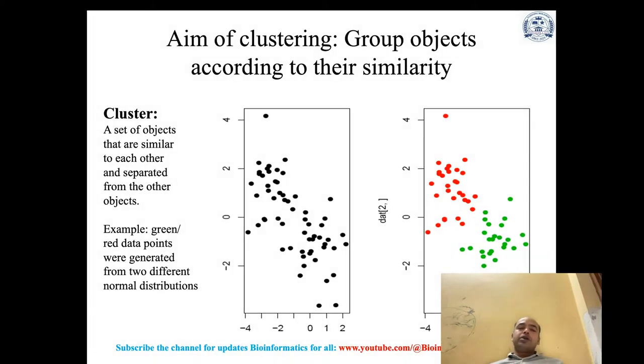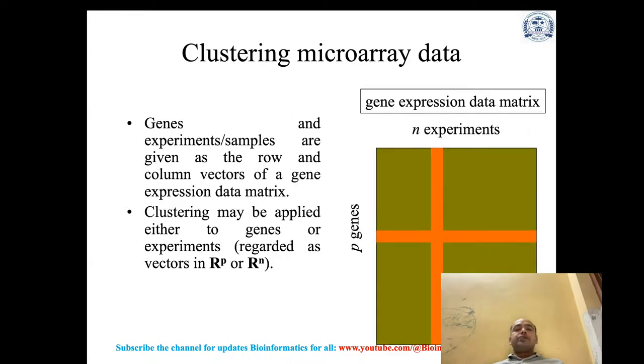So this is raw data, and the green and red points were generated from two different normal distributions, which you can see clearly. So the red group is cluster 1, then green is cluster 2. You can also make more clusters by assigning a threshold or cutoff for these y-axis values. Now, clustering microarray data: genes and experimental samples are given as the row and column vectors of a gene expression data matrix. Clustering may be applied either to genes or experiments.